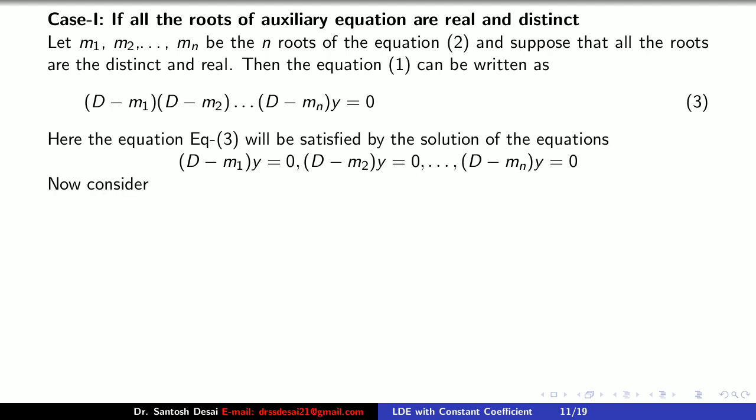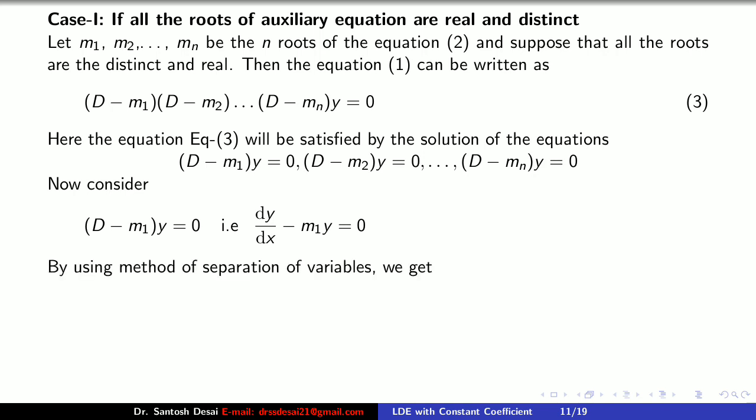So let us consider the first one, (D minus m1) y is equal to 0. Now rewriting this, we get dy by dx minus m1 y is equal to 0. Now by using the method of separation of variables, one can rewrite it as dy divided by y is equal to m1 dx. Now integrating on both sides, we get log y is equal to m1 x plus log c1, where log c1 is the integration constant.